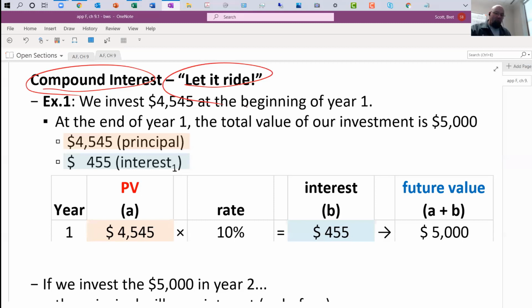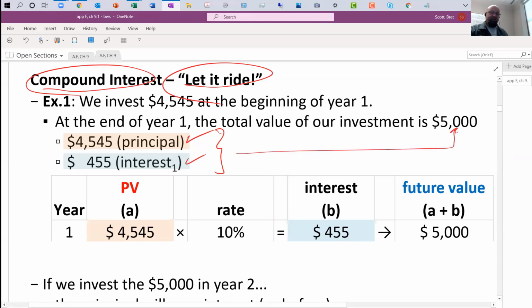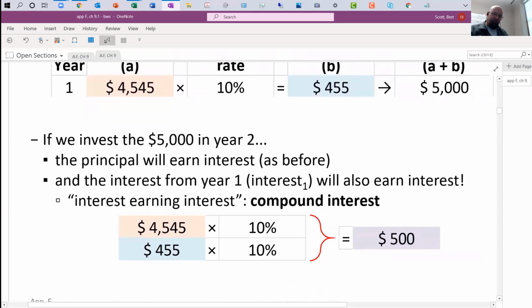So in our first example, we saw that initial principal was 4,545. We earned interest of $455. Total amount of my portfolio at the end of 1 year is $5,000. What should we do? Let it ride. We're going to go another year. So in year 2, when we invest at the beginning of year 2 the full 5,000, you need to realize that we're investing the 4,545 again. That will generate 10% interest, but we're also reinvesting the interest we earned last period. That interest will earn interest. That's what compound interest is.